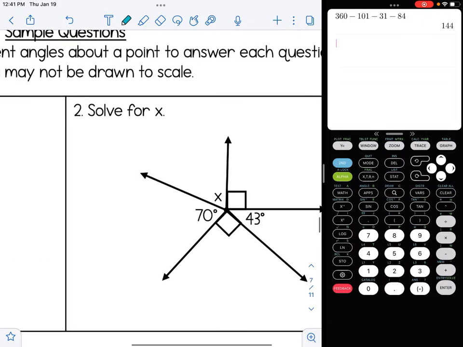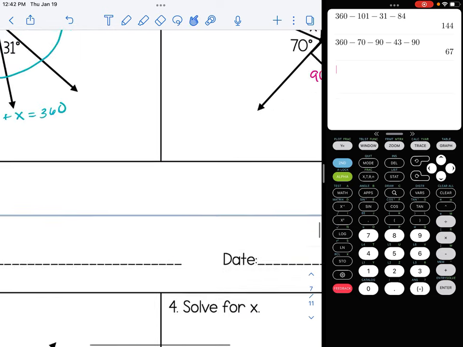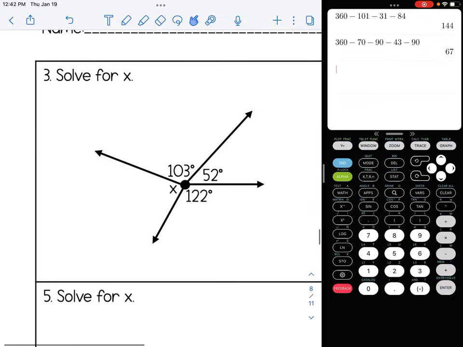Let's take a look at number 2. First off, I'm going to remind myself that these little squares indicate 90 degrees. And I'm going to do the same thing. I'm going to start with 360 and start subtracting angles. Subtracting 70, 90, 43, and the other 90. And that gives me a value of x of 67 degrees. Okay. Let's take a look at some more sample questions.